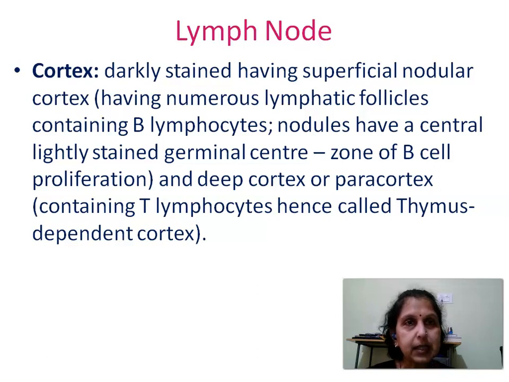The cortex shows darkly stained superficial nodular cortex having numerous lymphatic follicles containing B lymphocytes. These nodules have a central lightly stained area called as the germinal center, and this is the zone of B cell proliferation. And the cortex shows deep cortex or paracortex that contains T lymphocytes. Hence it is called as the thymus dependent cortex.